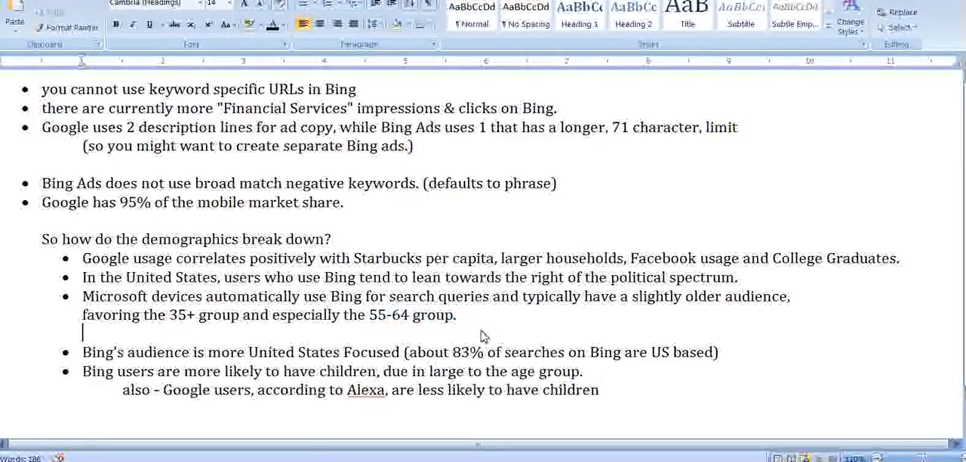They favor Bing, and they're kind of locked into their ways, so if this is your demographic, then you're probably going to choose Bing or have better opportunity on Bing. It's also more United States focused, with 83% of searches on Bing usually US based, and Bing users are more likely to have kids. According to Alexa, Google users are less likely to have kids.